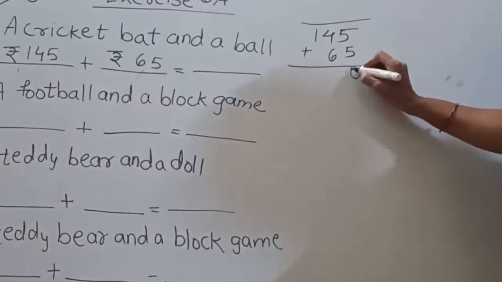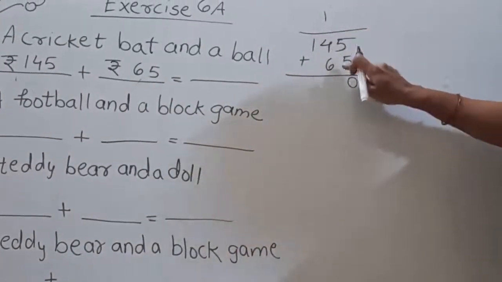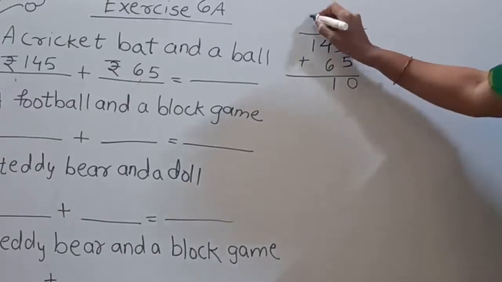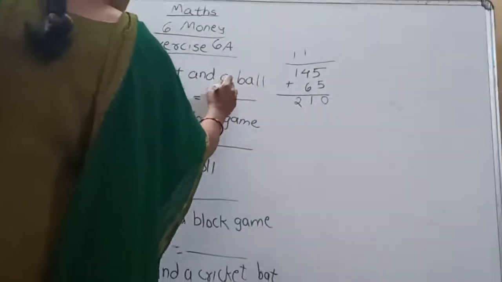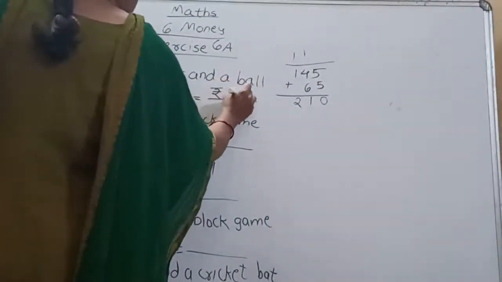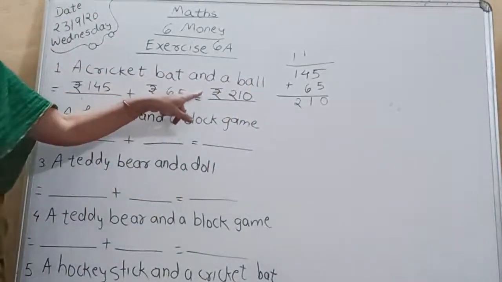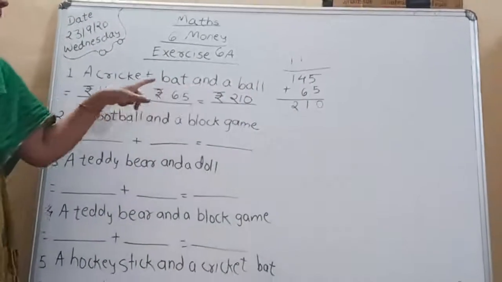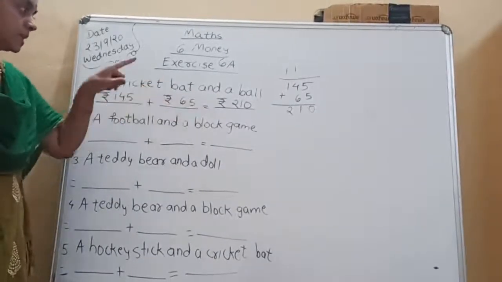5 plus 5, 10. What is the carry? 1. 4 plus 1, 5. 5 plus 6, 11. Carry 1. 1 plus 1, 2. So what is the answer? 210 rupees. So how will you write? Rupees 210. This sign is very important. So every time you have to remember to write this rupees sign.